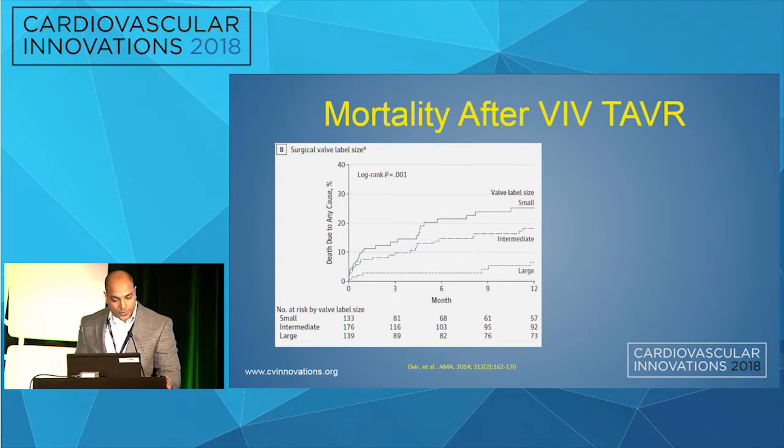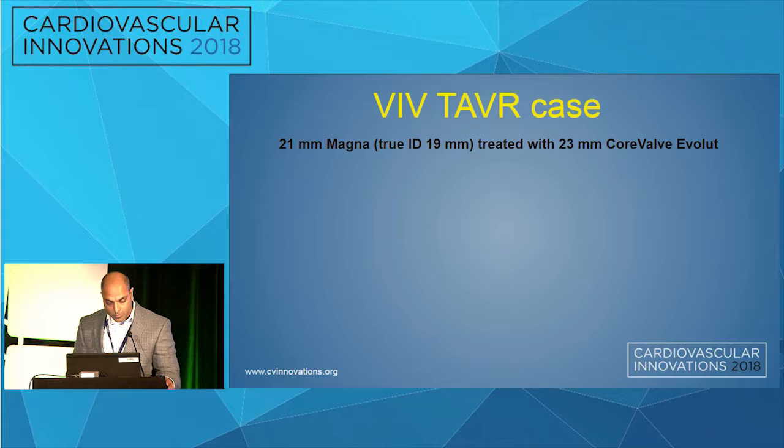So just to start with, if you haven't seen this, the point is that when we do valve-in-valve TAVR, the smaller the surgical valve, the higher the mortality, and we think this is related to patient prosthesis mismatch. I wanted this to be more nuts and bolts about bioprosthetic valve fracture, so I'll just start with a sample case.